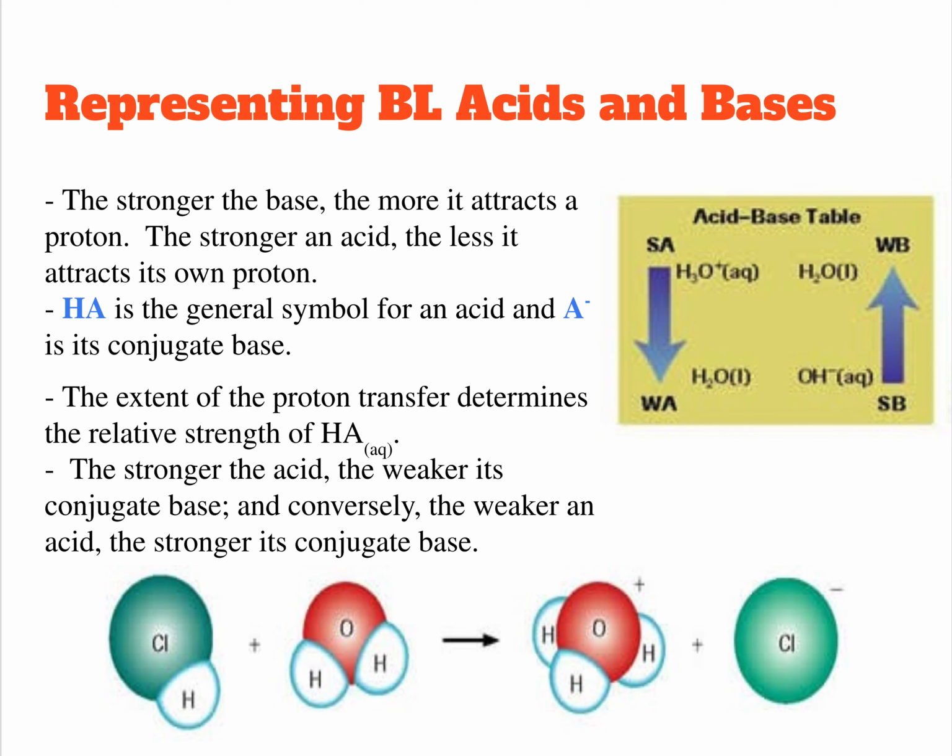The extent to which the acid wants to give away its proton is what determines the relative strength of that generalized Bronsted-Lowry acid. And you'll also notice that the relationship between the acid and the conjugate base is inverted, or between the base and its conjugate acid. The stronger the acid is, the weaker the base is. And the stronger the base is, the weaker the acid is.